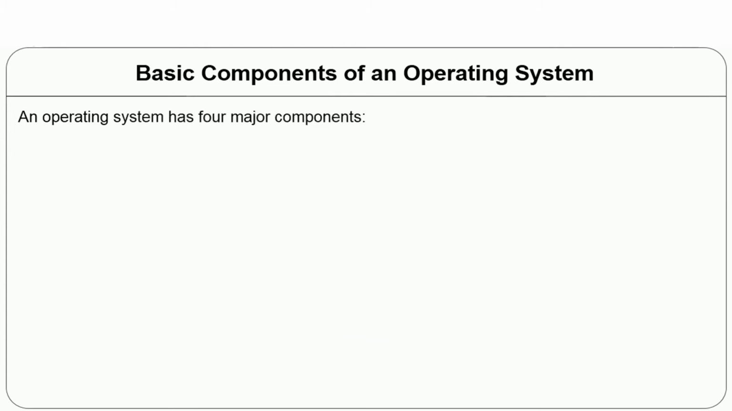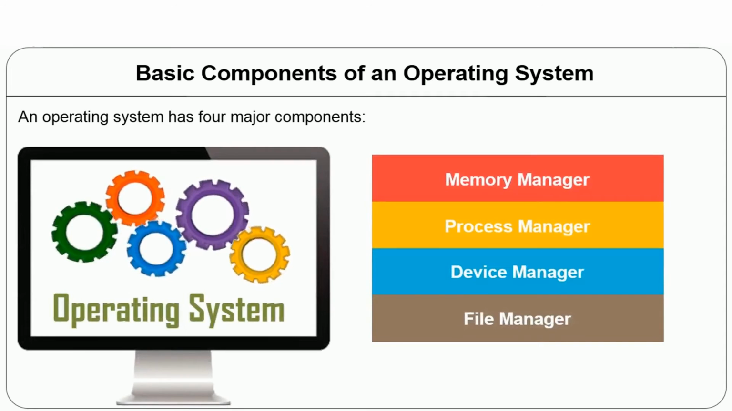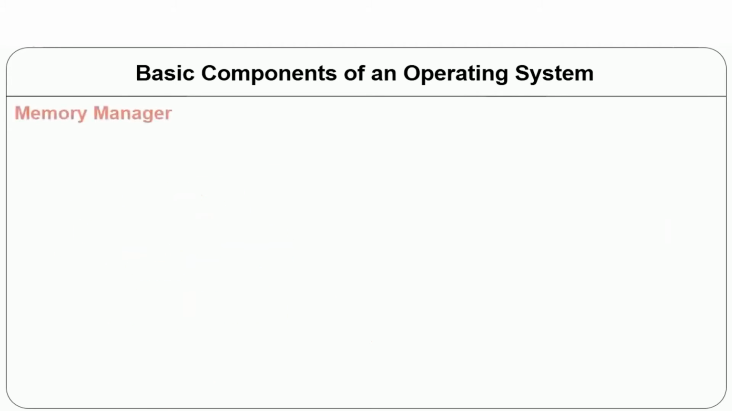Basic components of an operating system. Apart from providing a user interface, an operating system has 4 major components. They are memory manager, process manager, device manager, and file manager.